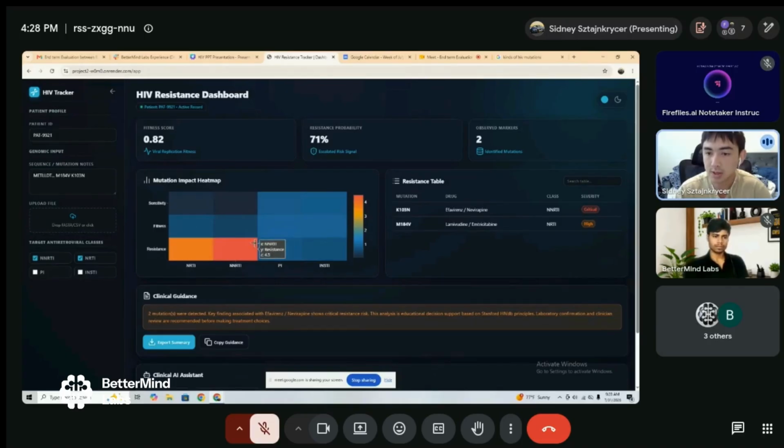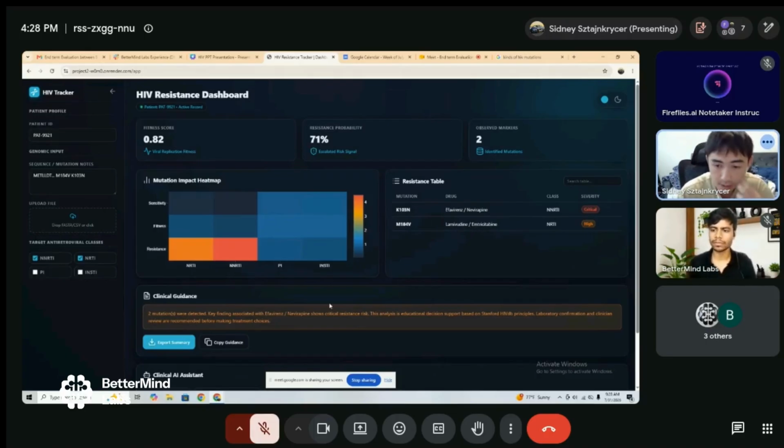But once we get down to orange and red, this is where it gets pretty bad. As we can see here, for the K103N mutation, this drug right here, it is almost an absolute certainty that the mutation will resist the effects of this drug. And right here, the M184V mutation, since it's high, it shows that there's a high chance that this mutation will resist the drug.